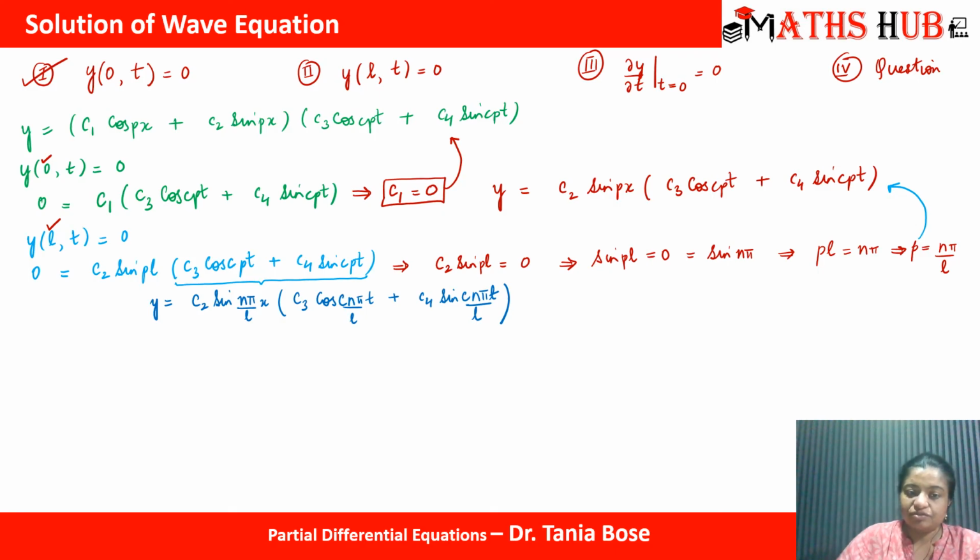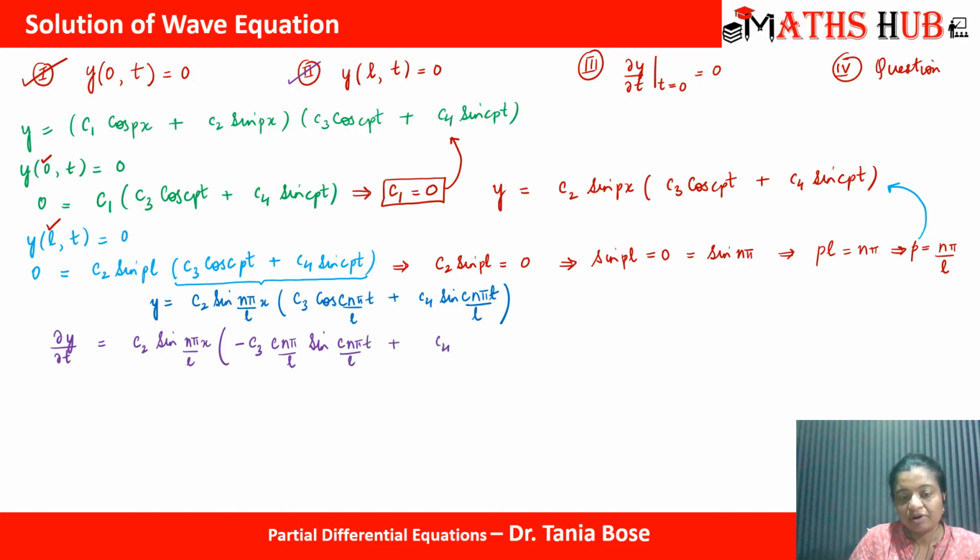So the second condition is also done. Now we are left with the third one. For the third one, we have to calculate the value of del y by del t. So let's calculate. We will get C2 sine n pi by L into x, and when I calculate the derivative, cos becomes minus sine. So we will get C3 into C n pi by L, that is the constant, along with sine C n pi by L t, plus C4, the constant that will come along is C n pi by L, sine will become cos C n pi by L t, right?